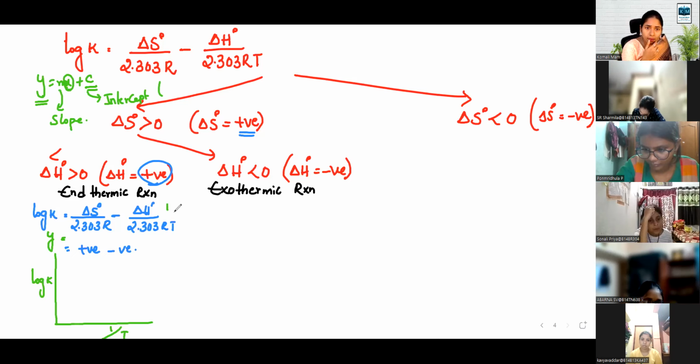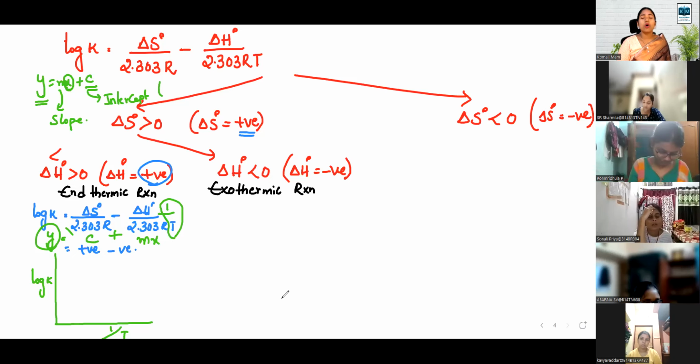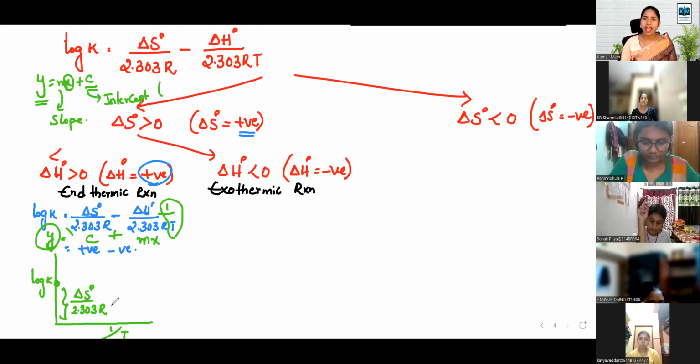So here there is 1 by t. Remember, 1 is already there, so you don't need to write it again. Now, this is my y, this is m, and 1 by t is my x. So that term will be my mx plus c. What is the intercept? The intercept is delta S naught by 2.303 R. Everybody accepting? This is my intercept. What is my slope?